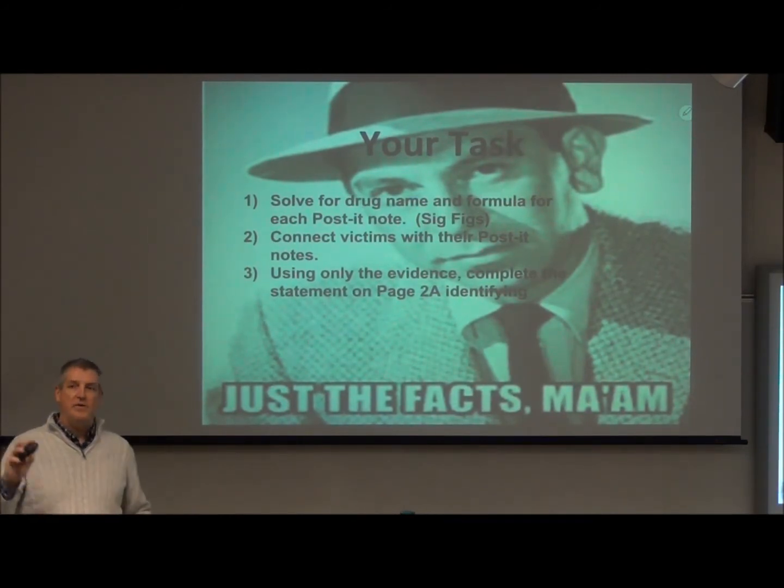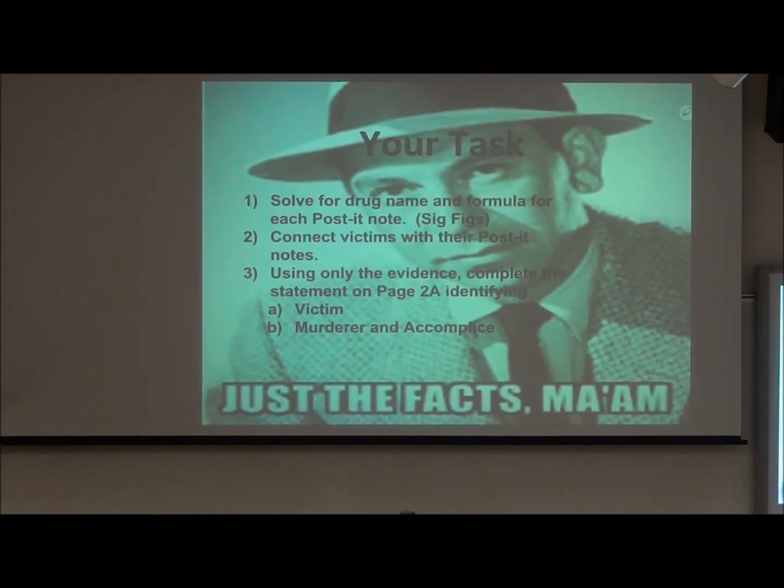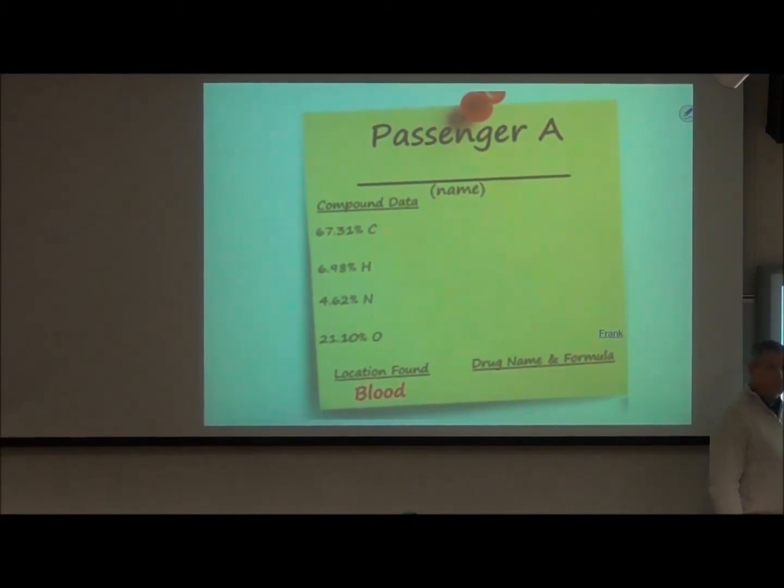And once you've identified who is who, which person corresponds to which Post-it note, then you're going to fill in the summary on the bottom of that front sheet, which will identify who was the murder victim, who was the murderer, along with their accomplice, and who bombed the plane with what formula for this compound.